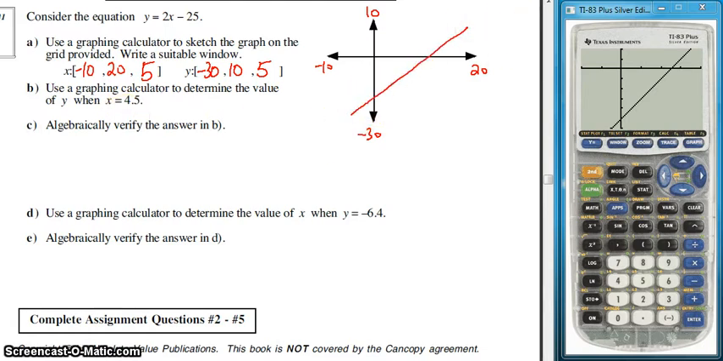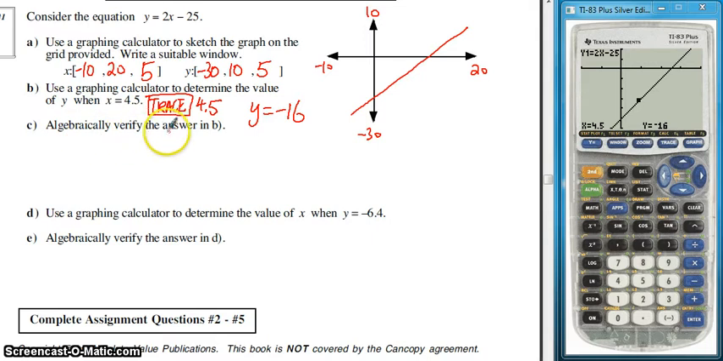Now determine the value of y when x is 4.5. To find y is easy. Just go to Trace, trace 4.5. See, they give you the coordinate pair. When x is 4.5, y is negative 16. So the step is trace 4.5. The answer is y is negative 16.